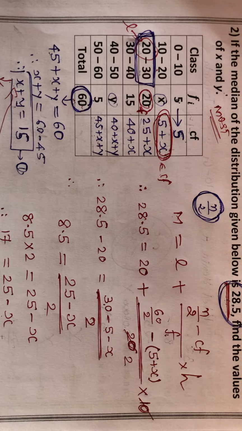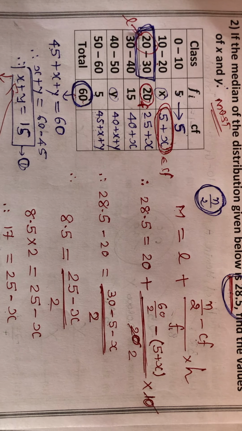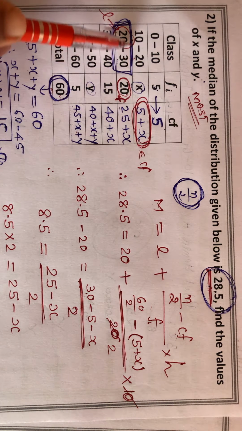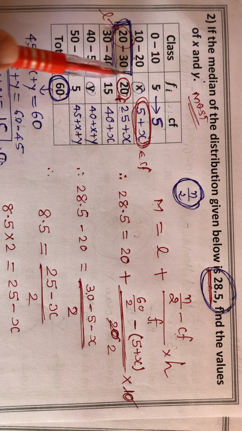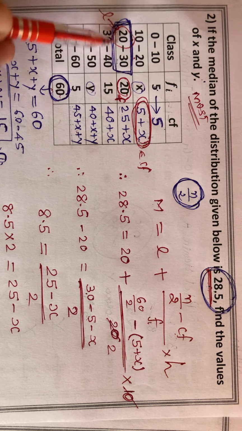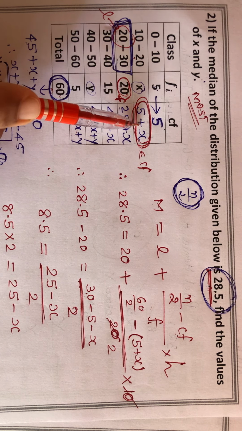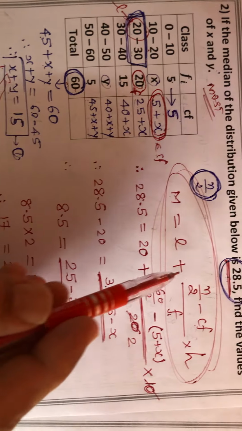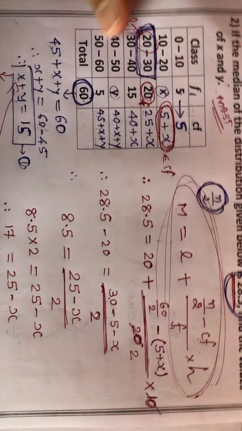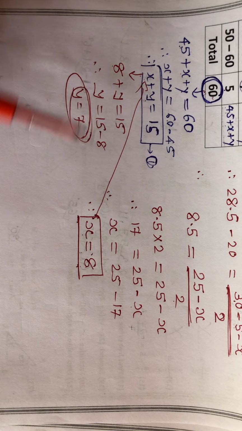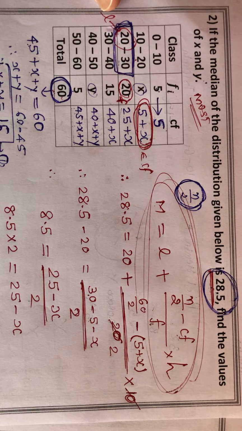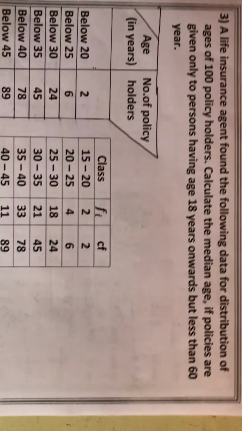How was the sum? Did you enjoy it? Let's go again. First of all, the most important thing was that your answer is given as 28.5. So our answer is between 20 to 30. So this is our median class. This is the frequency and this is the cumulative frequency. The difference is 10. Now putting all the values in this formula, you will get the answer of x. x is equal to 8. Substitute x is equal to 8, you will get the answer of y. y is equal to 7. That's why it is the most important sum. Okay. Now the third sum.